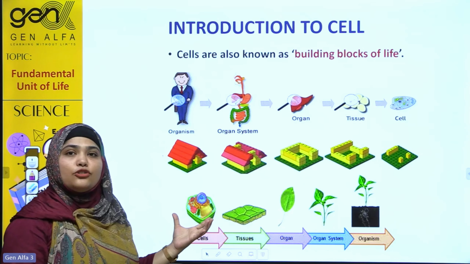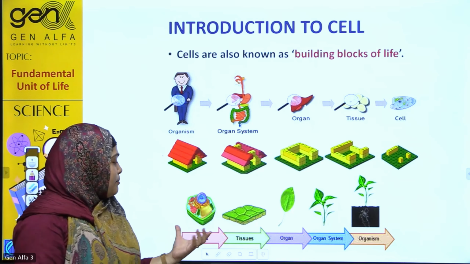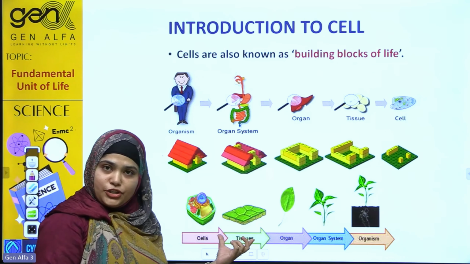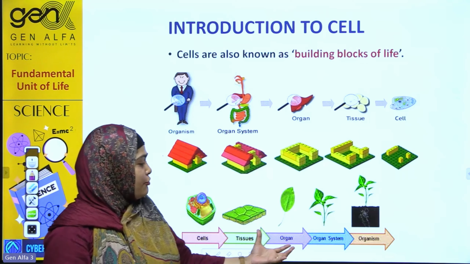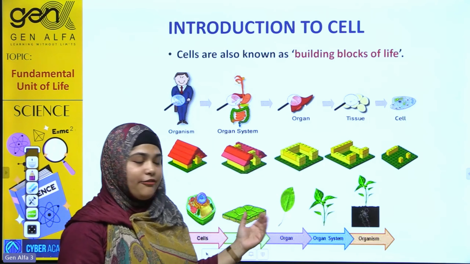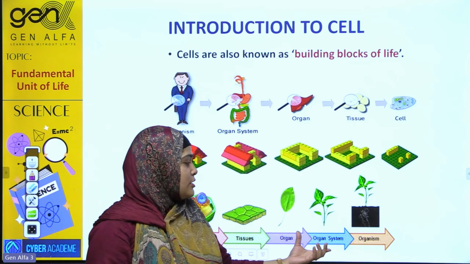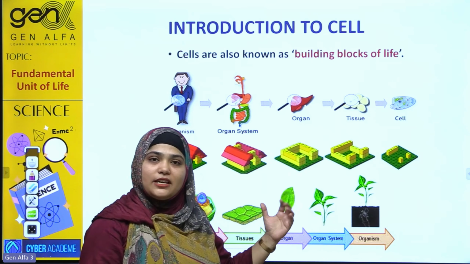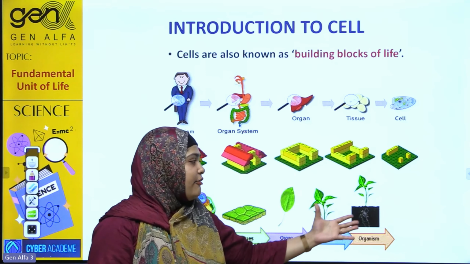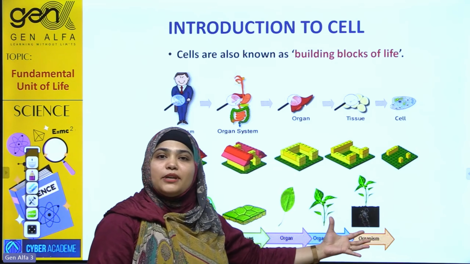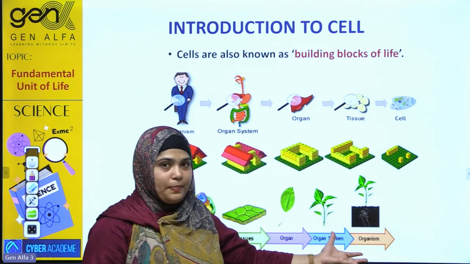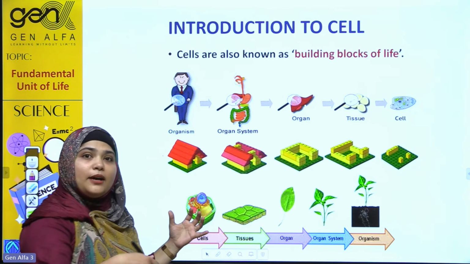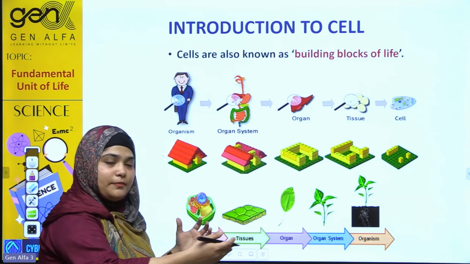This is the case of the plant. In a plant, the cells are collected to form tissues. A group of tissues forms an organ, for example a leaf. And a group of organs forms an organ system, like a group of leaves, stems, and branches. They are making an organ system. And finally, an organism is produced, that is the plant body. So look here how the cell is actually building the body of a living organism.